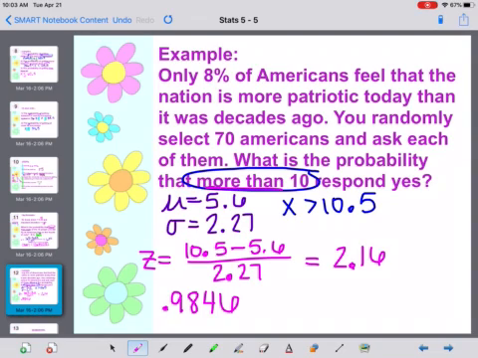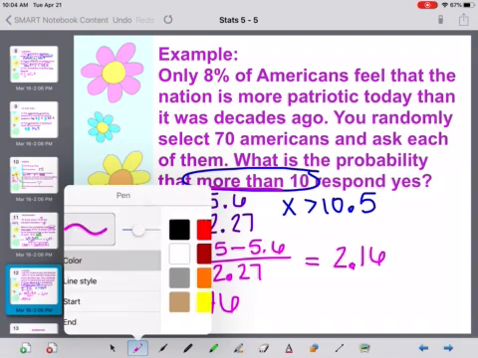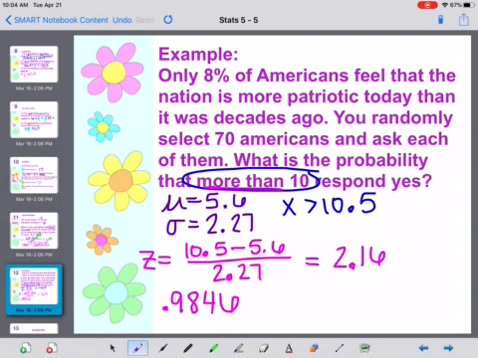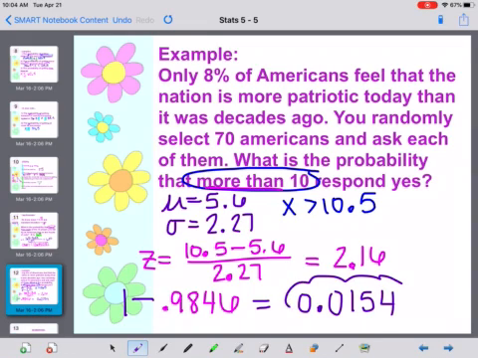Now be careful, because more than, what does more than mean to you? More than is to the right. What does your chart always give you? The area to the left. So now we have to take 1 and subtract that area. So 1 minus 0.9846 gives you 0.0154.